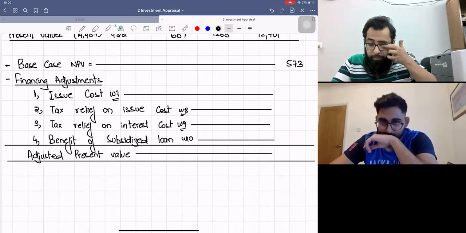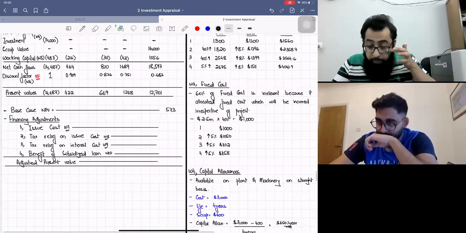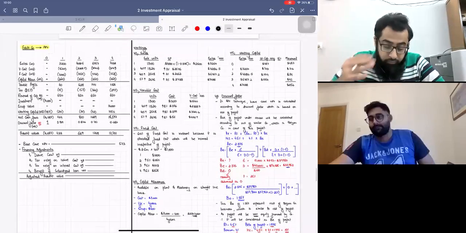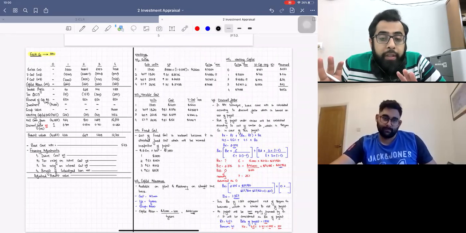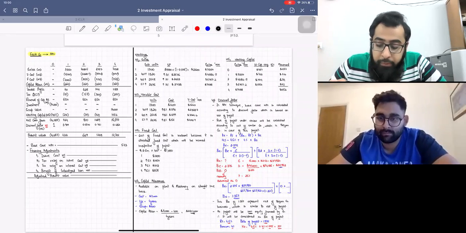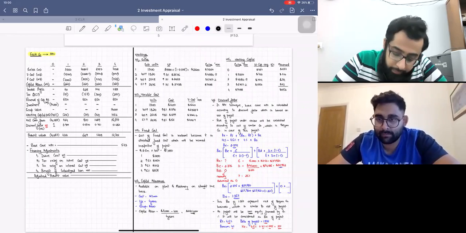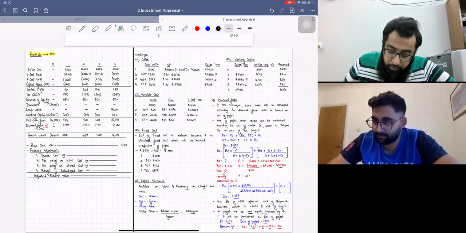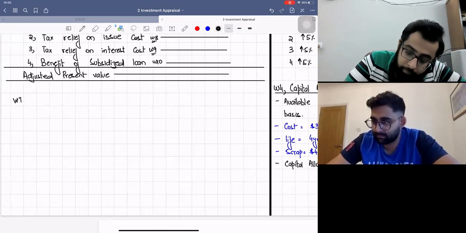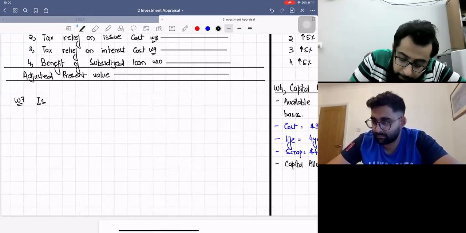Okay, now, so till now, if you look at it, till the net cash flow, it was simple old NPV. The first new thing which was related to APV was the calculation of the discount factor. Now, first of all, we will work on issue cost, working 7. Issue cost.